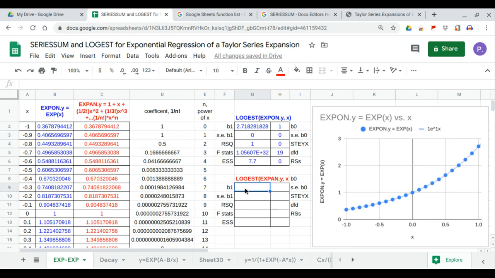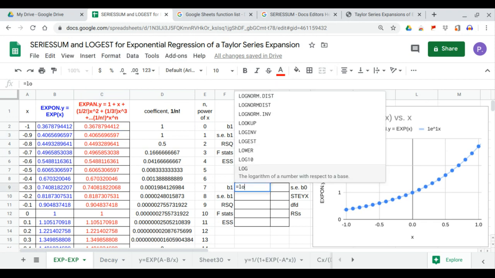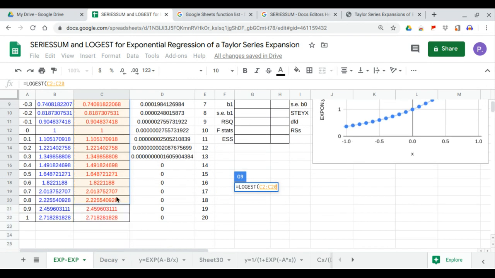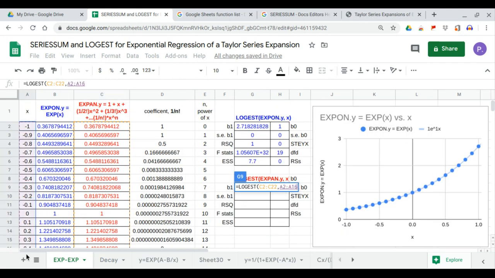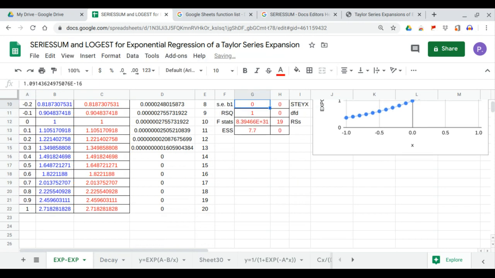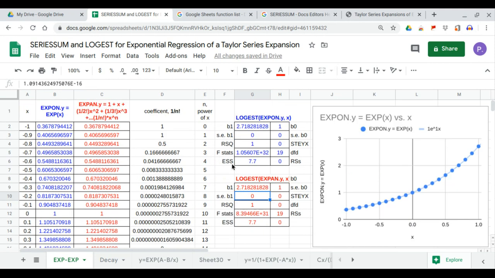We can also enter the LOGEST of that. This is LOGEST of data y. This is now our expansion. And data x. And we'll also show the full statistics. You will notice the values are the same. The outputs of the LOGEST of the exponential function and its expansion are the same. The expansion is this one. They are the same.